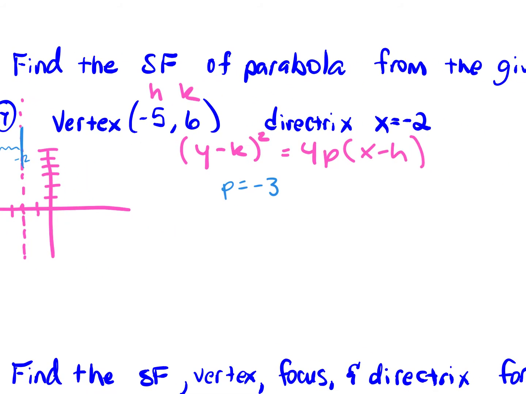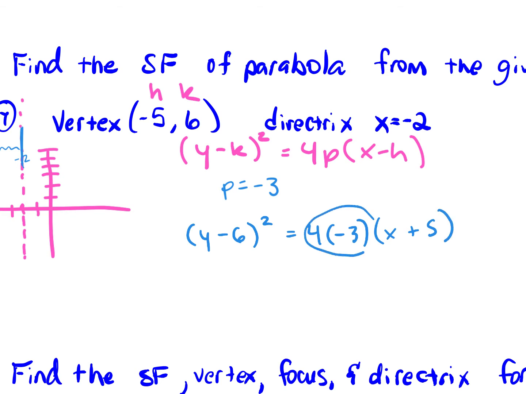So now we can just plug everything in. We have our h, k, and p. So we have y minus k, so y minus 6 squared is equal to 4 times negative 3 times x minus h. So x plus, because minus a negative would be plus 5. And we can just multiply these two together. So y minus 6 squared is equal to negative 12 times x plus 5.